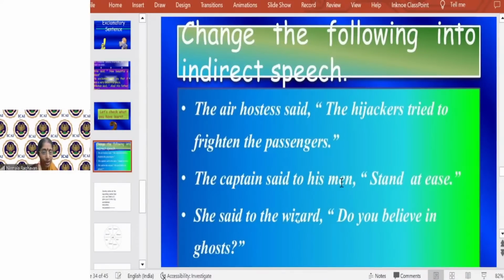She said to the wizard, "Do you believe in ghosts?" She asked the wizard if you can even use "it" here because wizard, we don't know what gender. She asked the wizard if it believed in ghosts. Okay, now let me move on.